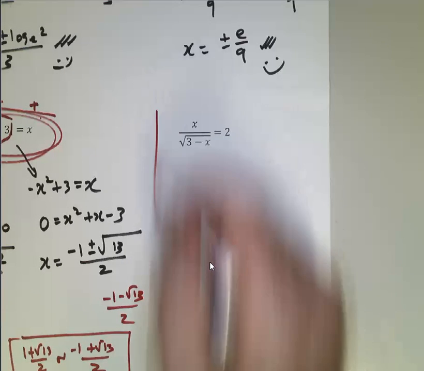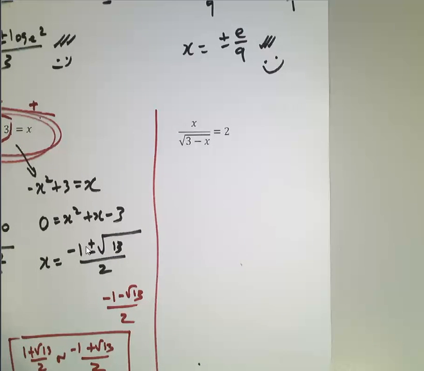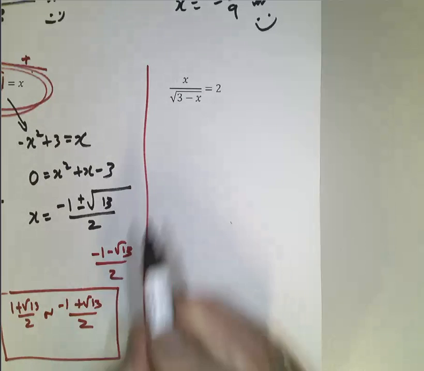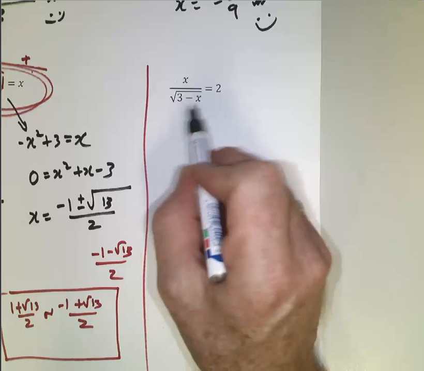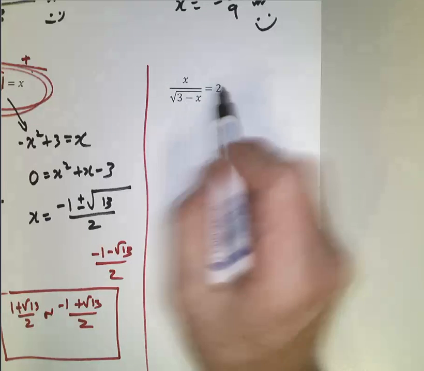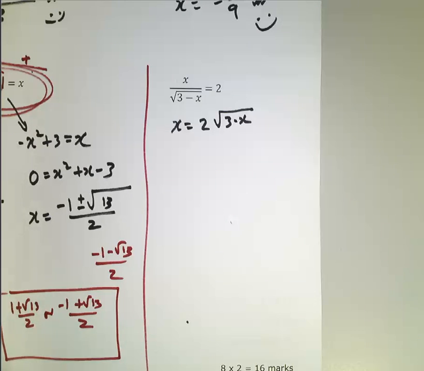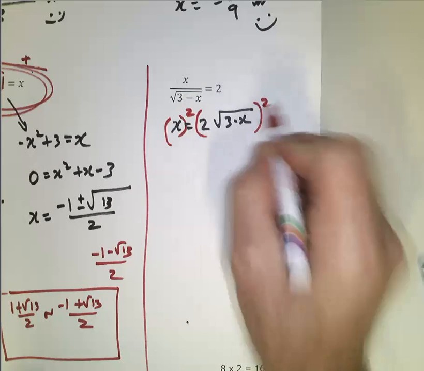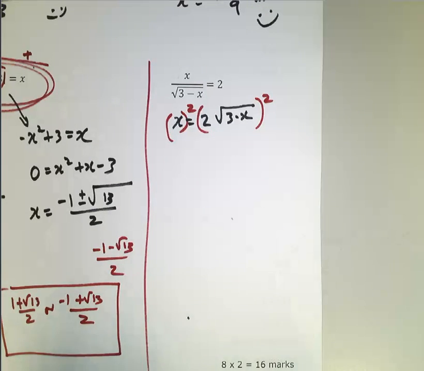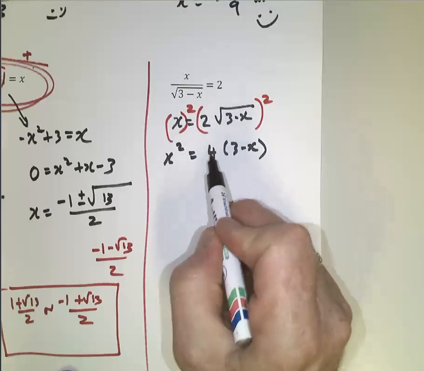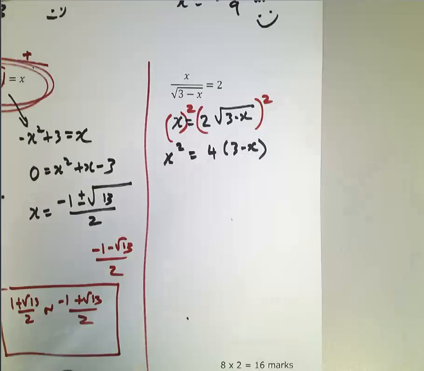In the next question, the last question. Okay, in this last question, I've got an x and I've got a square root with an x inside the square root. Even if I move that over, I'm going to have x equals 2 square root of 3 minus x. I need to get the x out of the square root. So the way I'm going to do that is I'm actually going to square both sides. If I square both sides, it's still equal. So that's x squared. That's 4, 3 minus x. 2 squared becomes 4. The square root of 3 minus x becomes 3 minus x.